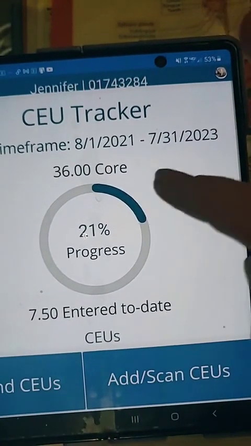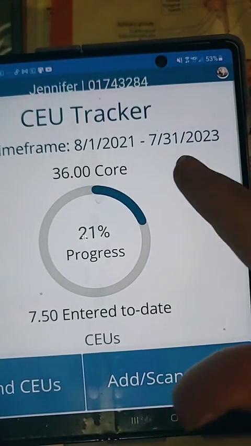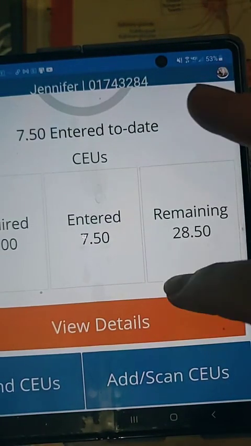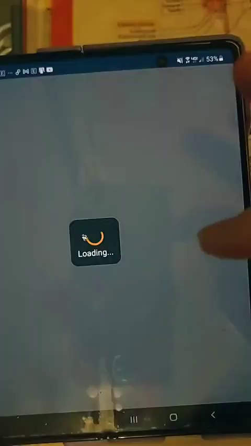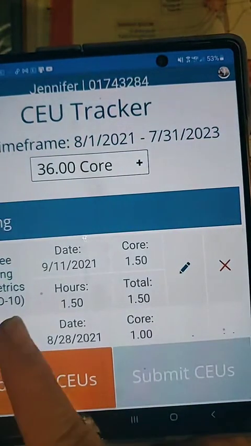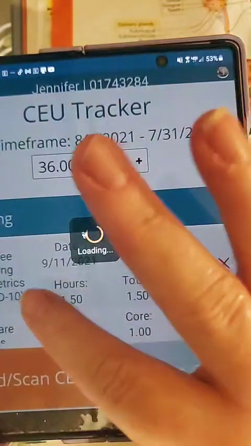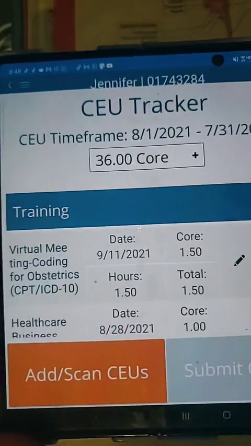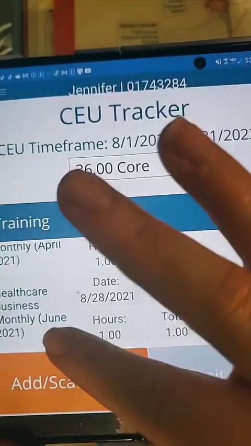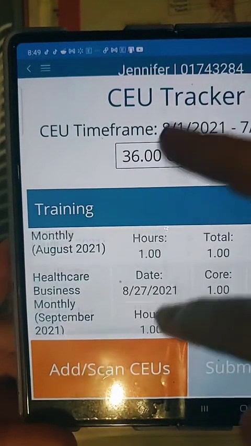It just started in August of 2021, and I've already gotten a bunch of them. 7 of them entered, but the easiest ones are the monthly magazines, and then I've already participated in a webinar for the obstetrics that I got 1.5 for, and then the rest are from the monthly magazine that they give you every month, and you can put those in there.